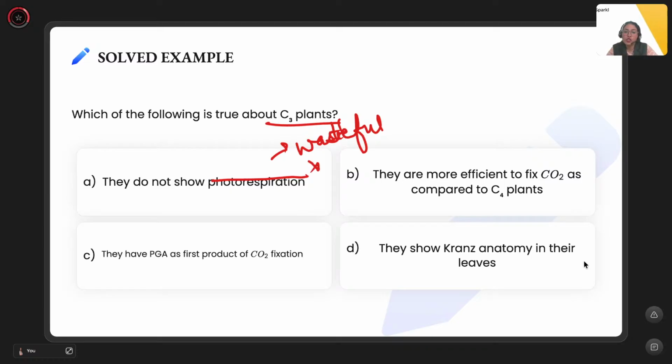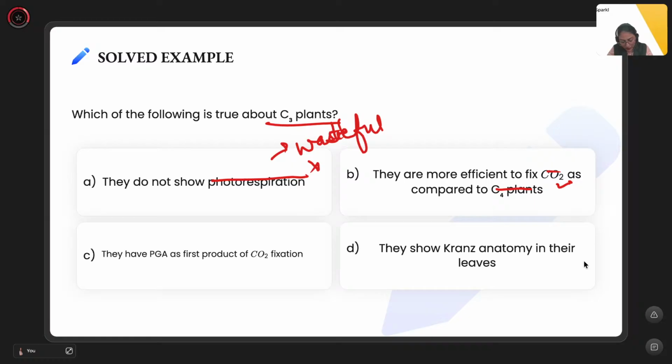They are more efficient to fix carbon dioxide as compared to C4 plants. It's the other way around, beta. C4 plants are more efficient in fixing carbon dioxide in comparison to C3 plants. Okay, in C4 plants, rubisco shows only carboxylase activity, in the bundle sheath cells. Okay, there is no oxygenase activity in case of C4 plants.